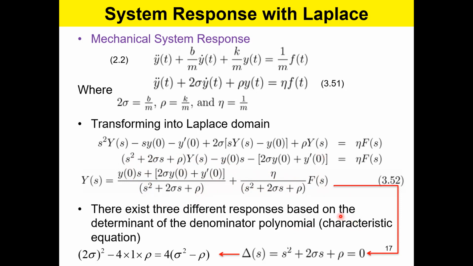All right. Now, if you look at 3.52, this is a milestone. And from this point onwards, there are different ways we can proceed. Generally, there are three different responses possible. Three different responses coming from this expression, 3.52, based on the determinant of the denominator polynomial or characteristic equation, which is given by the denominator here. So if you look at this denominator, s square plus 2 sigma s plus rho, it is common to both terms on the right-hand side. Depending on the nature of this denominator, the system response will change. That's essentially what I want to convey to you.